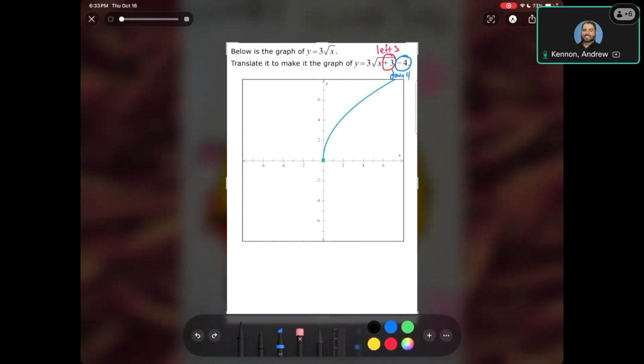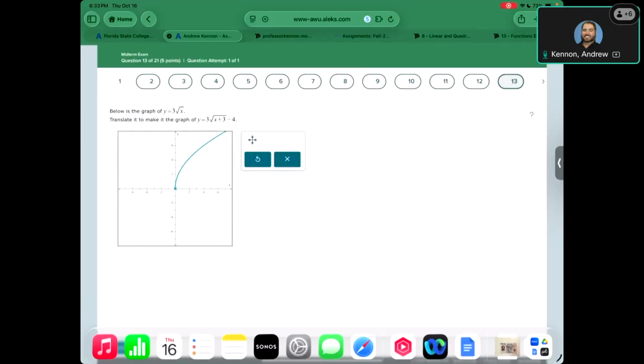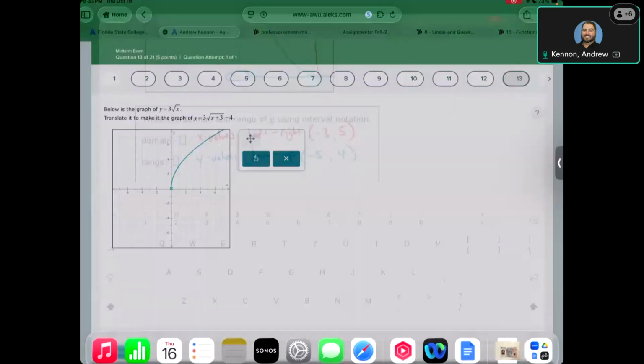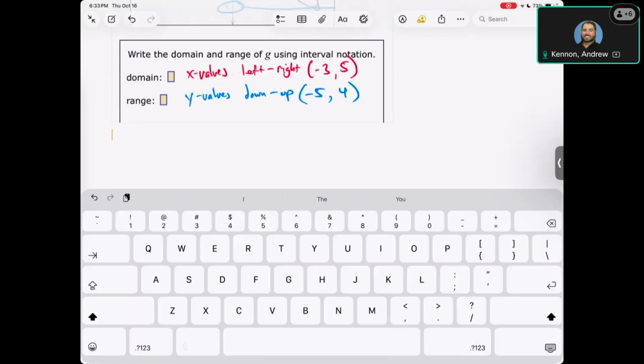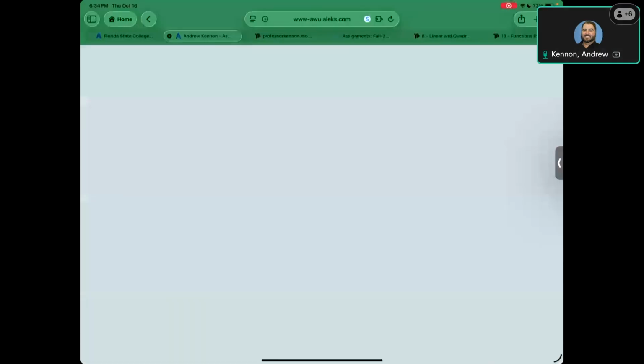So left 3, down 4, and all you got to do on Alex is drag it down, left 3, down 4, and it will do it. You don't have to do anything with that 3 out in front because it's already there. So on the inside, it's left or right, and you think opposite. On the outside, it's up or down.